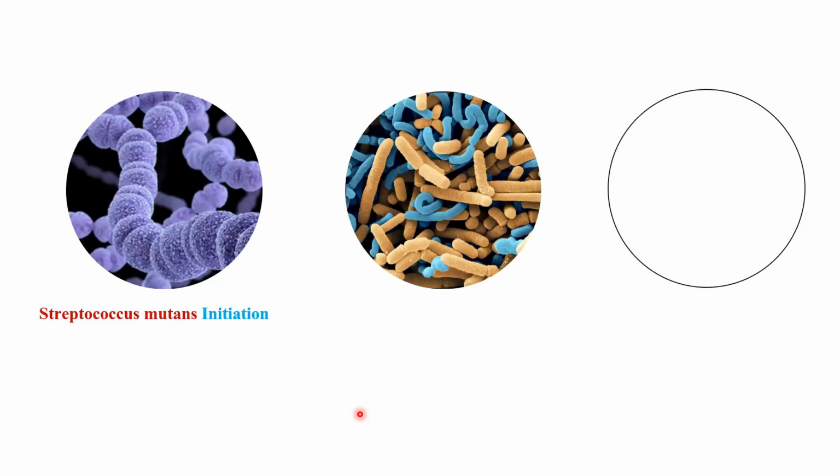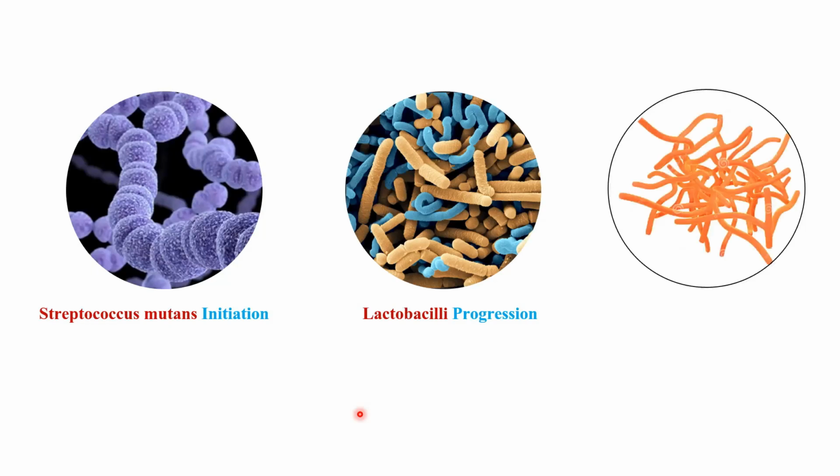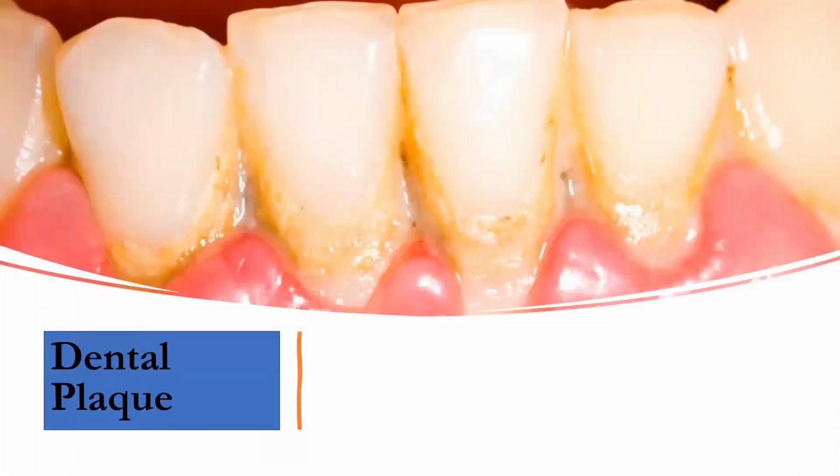Whereas the organism which is responsible for the progression of caries is called Lactobacillus acidophilus, and this helps in progression into dentin and further beyond. And the last organism which we are going to discuss is Actinomyces, which is responsible mainly for the root caries. So these are the three organisms which are involved in the bacterial pathology of dental caries.